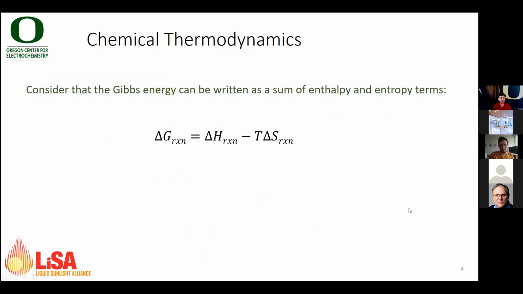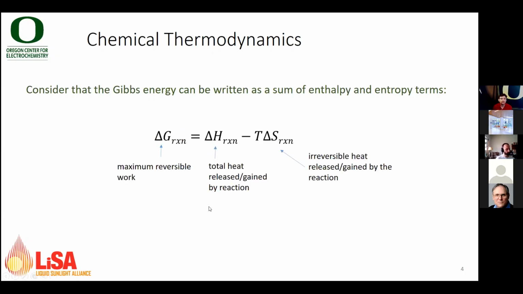Okay, so you guys know this too, right? Everybody knows that G equals H minus T delta S. This is the definition of the free energy. So what does this mean in an electrochemical context? Okay, so how do we think about this? So what did we say? G is the thermodynamically reversible work that can be done, right? Okay, so if G is that, this is the maximum reversible work.